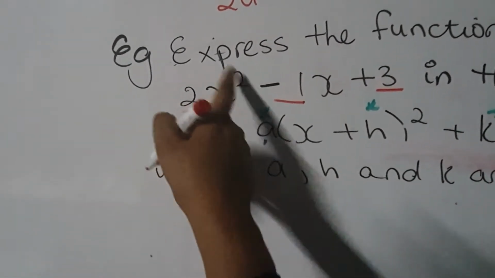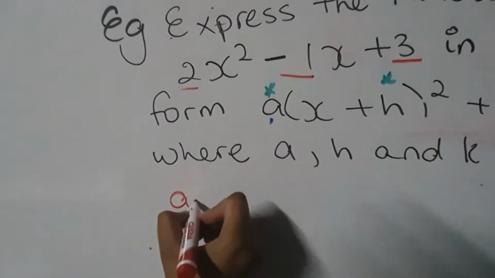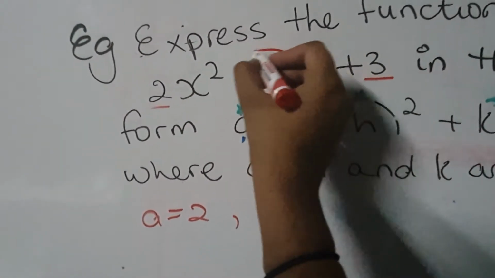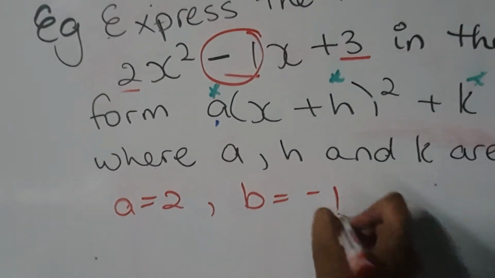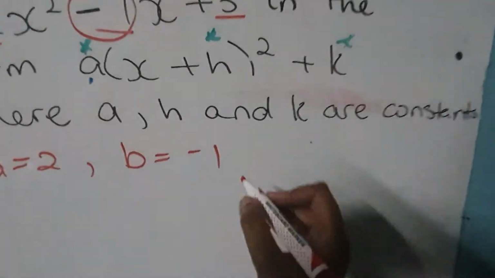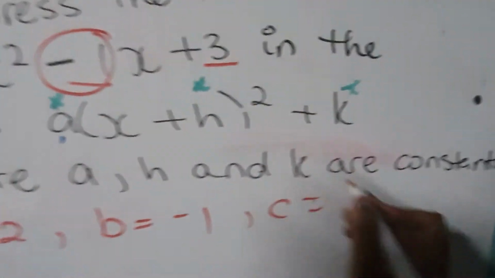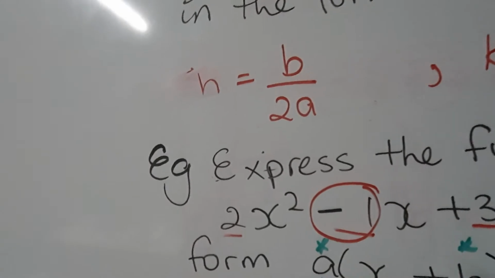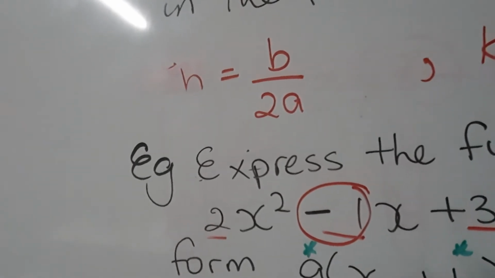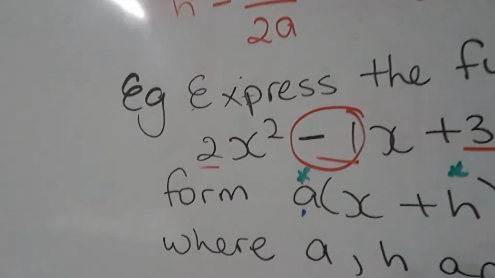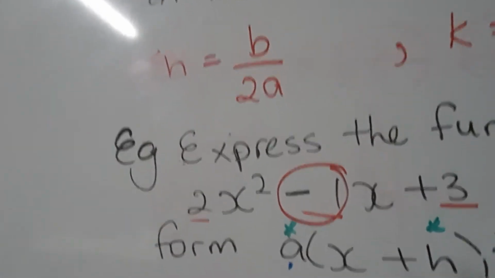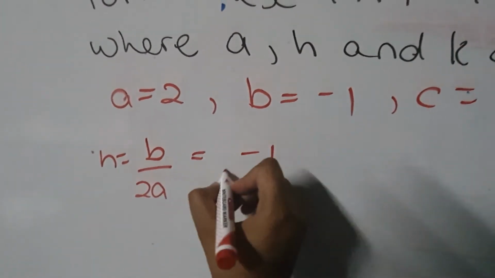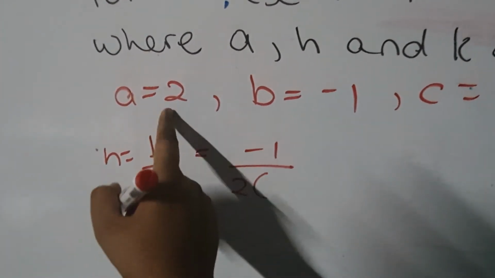So our A, the number in front of x squared, is 2. B, the number in front of x, is -1. Right, so you have to take the sign as well. And our C is 3. Okay, so we're going to work out our H value first. So I'm going to actually write down the formula. The formula you need to learn though, you're not going to get it on the sheet. So instead of B, I'm going to put -1. Instead of A, I'm going to put 2.